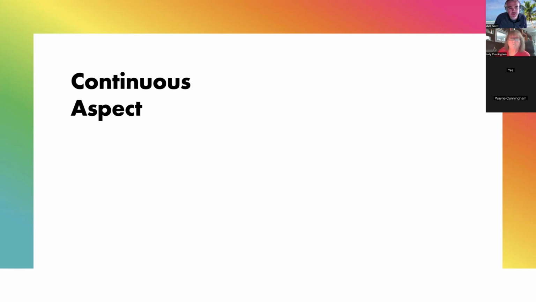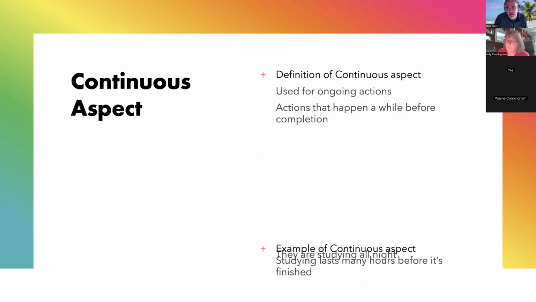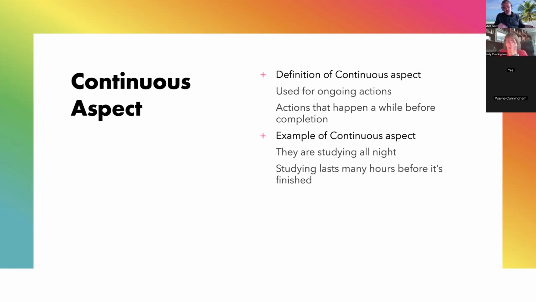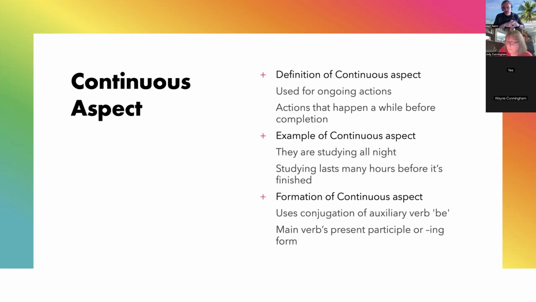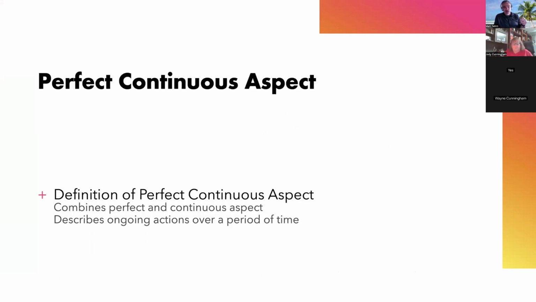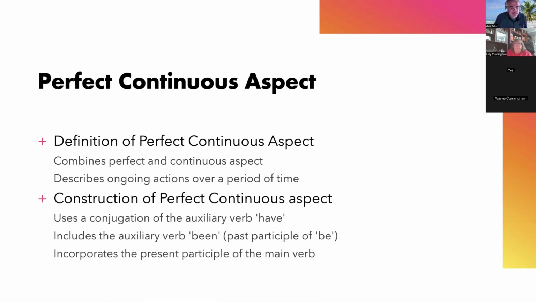So we've got perfect continuous, right, used for ongoing actions that happen a while before completion. So again, they have been studying all night. Studying lasts many hours, right, before it's finished. Usually you use the verb to be and the main verb's present participle or ing form. Now, perfect continuous combines perfect and continuous aspect, describes actions over a long period of time. So it uses the auxiliary verb have and includes the auxiliary verb been, past participle of be, so have been, and then the present participle, the main verb.